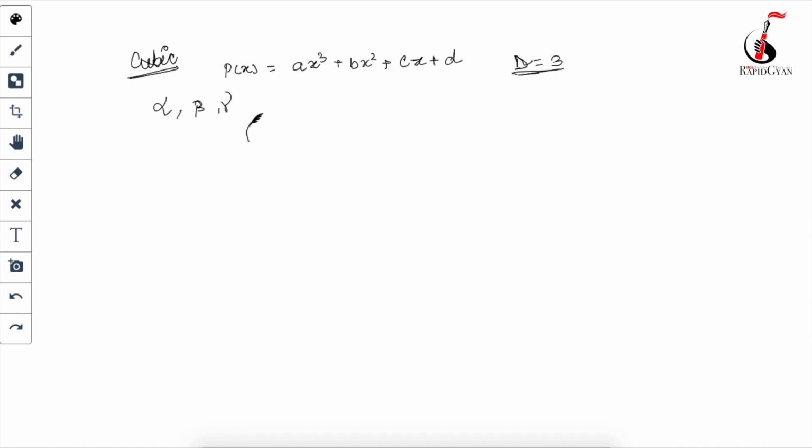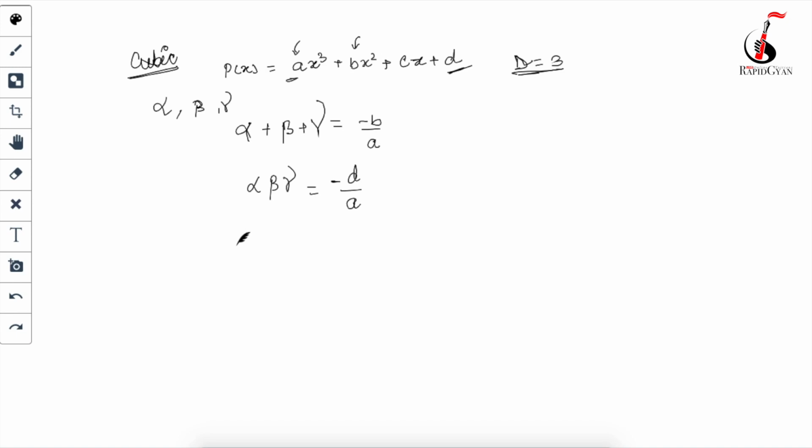The relationship is that if I add these three zeros, alpha plus beta plus gamma, I will get minus b upon a, which means minus of the coefficient of x square divided by the coefficient of x cube. If I multiply all three zeros of the polynomial, alpha times beta times gamma, my answer will be minus d upon a, which means minus of the constant term divided by the coefficient of x cube.